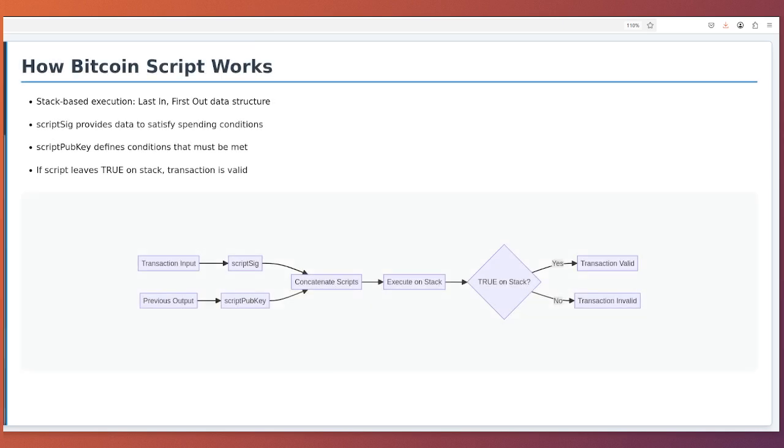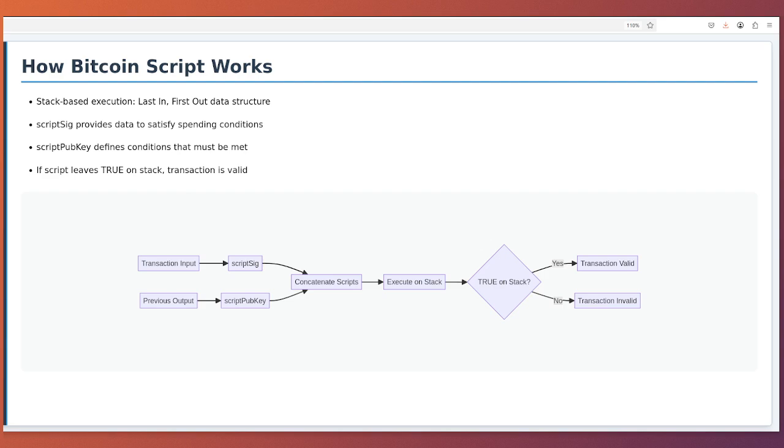How Bitcoin Script works. To understand Bitcoin Script, we need to understand stack-based execution. Imagine a stack of plates where you can only add or remove plates from the top. Bitcoin Script works the same way with data elements. When you execute a script, you're pushing data onto the stack and using opcodes to perform operations on that data. Let's walk through a simple example.